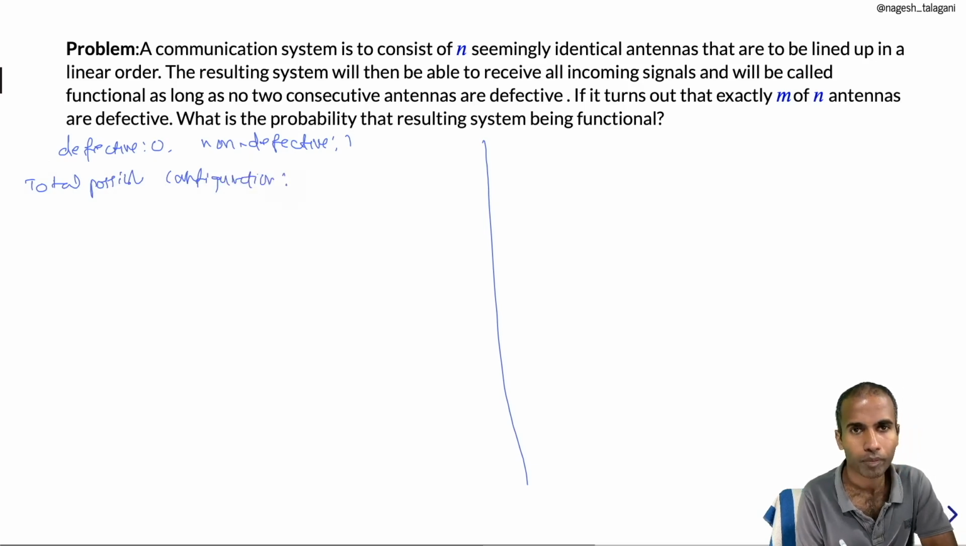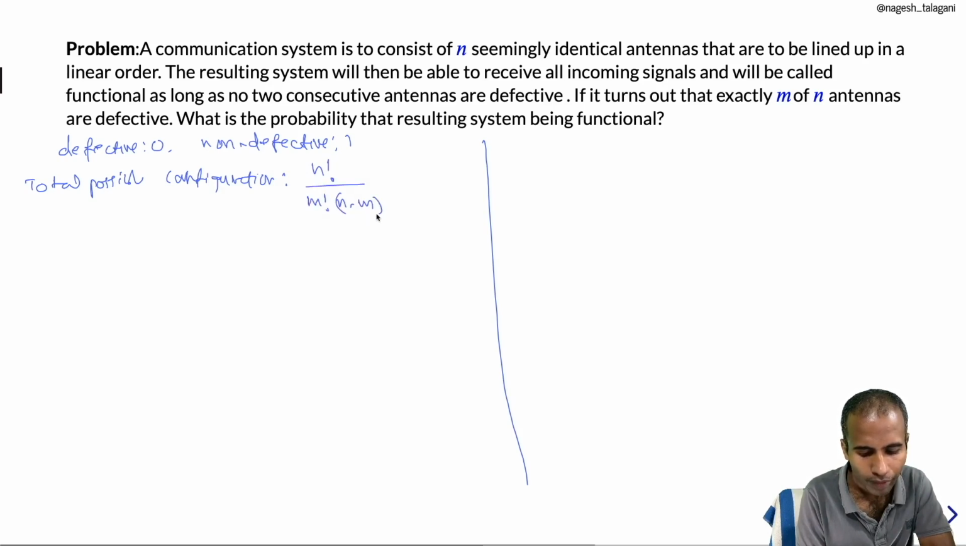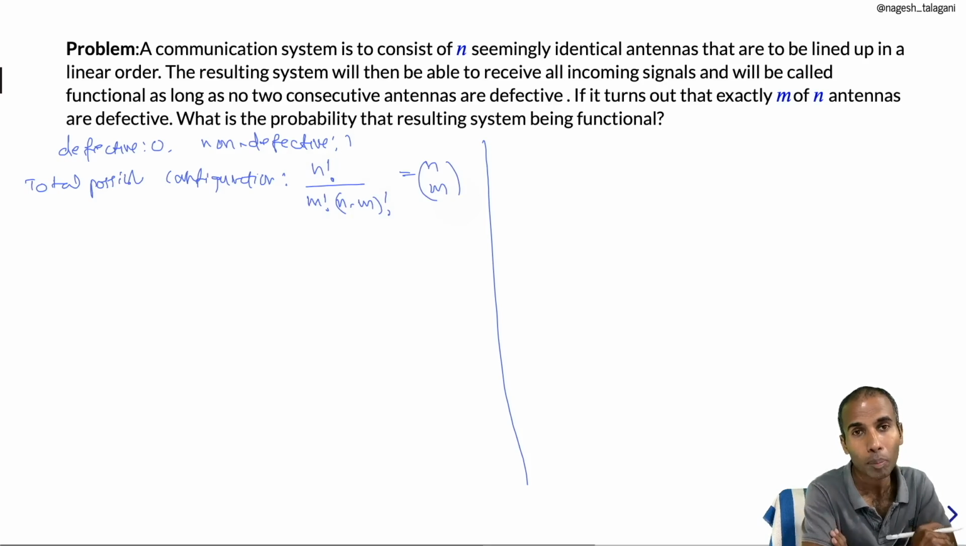is going to be equal to the number of permutations of n objects in which m zeros are alike and n minus m ones are alike. We know how to count such permutations. The answer is n factorial by m factorial times n minus m factorial. This is nothing but n choose m. So this many total possible configurations are there if you want to list them.